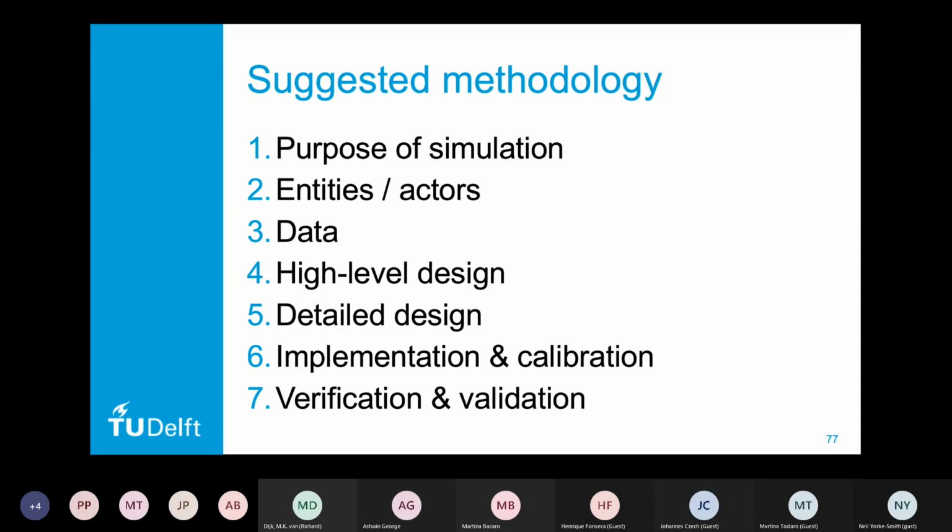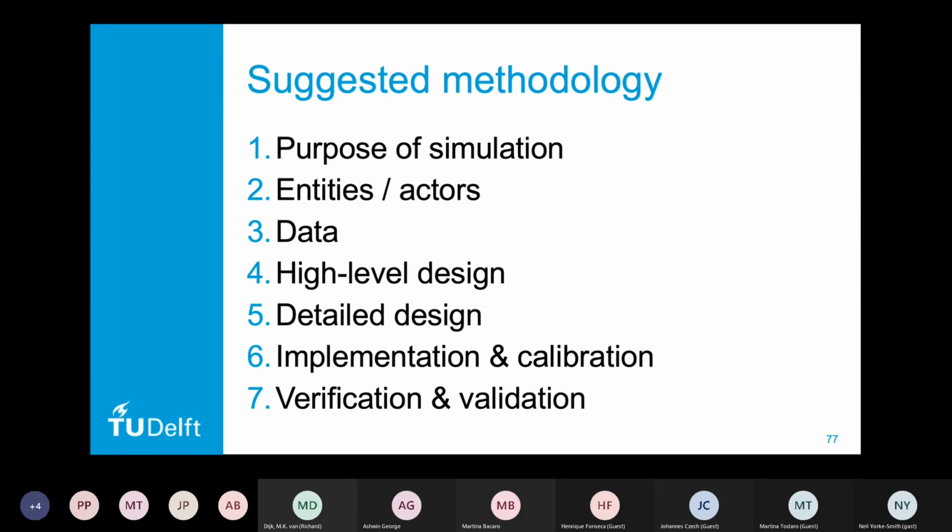Then data. That might mean data like time series data. It might mean data where you go and interview somebody, right? You go interview the fisherman, right? Then a high-level design, followed by more detailed design, so a two-step process. Top-down design. Then you have to implement it, calibrate it, etc. And then you have to do verification and validation. And I'll come and explain a bit more about that in a minute.